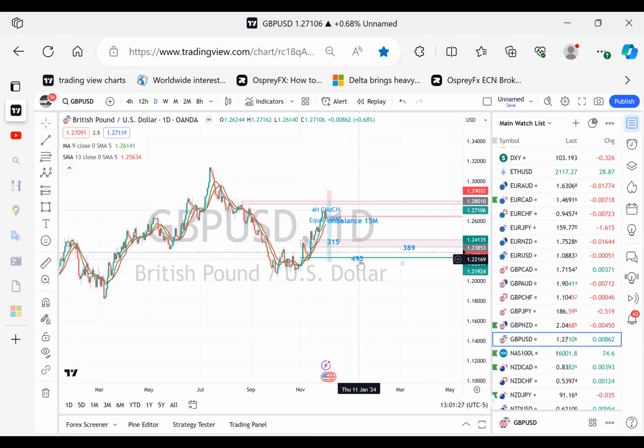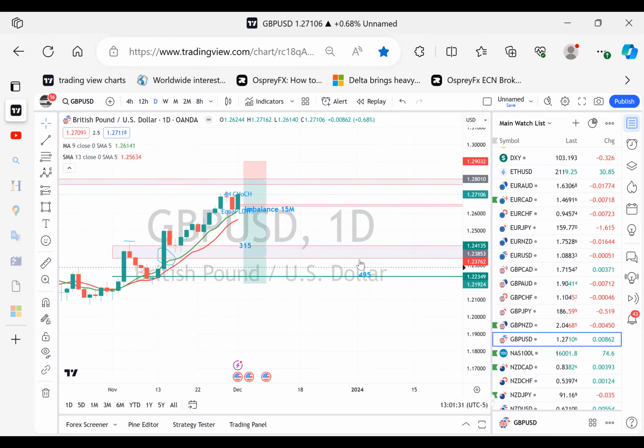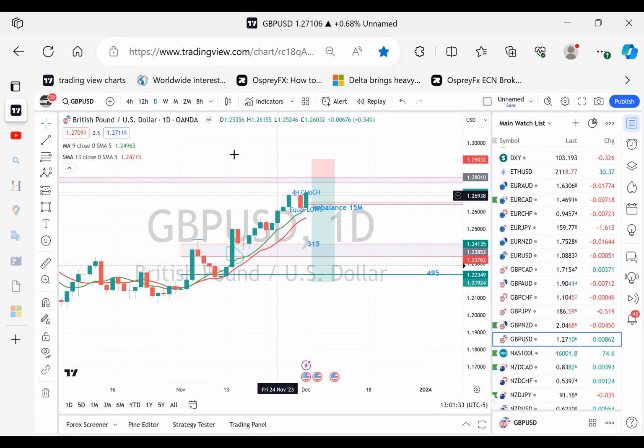Can you zoom in, please? Yeah, Friday, I think it was Friday, yesterday. We got this move. It just kept pushing. I can only trade one at a time. I used to get in a bunch of different pairs like that, but if I focus on one pair, I can make a lot of money.